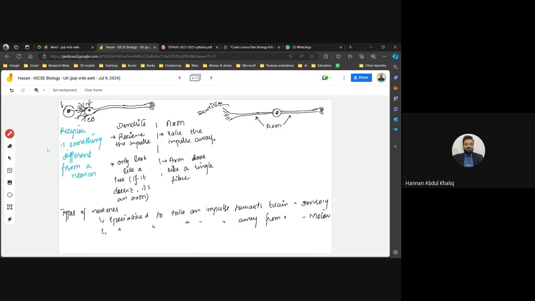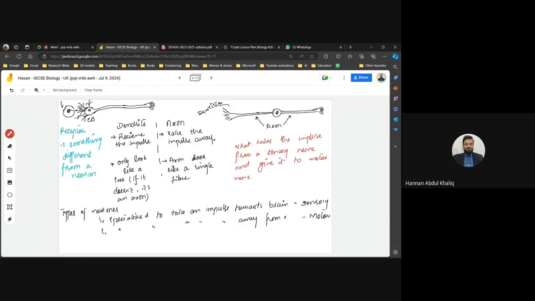Next terminology. The question is what takes the impulse from the sensory nerve and gives it to the motor nerve? Very big question. Very important question. What takes the impulse from the sensory nerve and gives it to the motor nerve? There has to be someone.